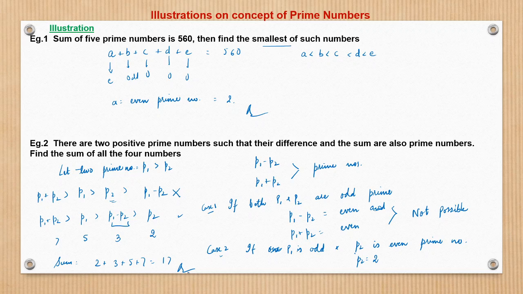I mean, this is not a very difficult problem, only the understanding and the comprehension of the problem is required here. Many of the problems on prime numbers can be solved simply by using the concept of odd and even prime numbers.